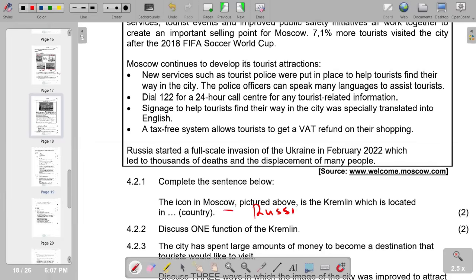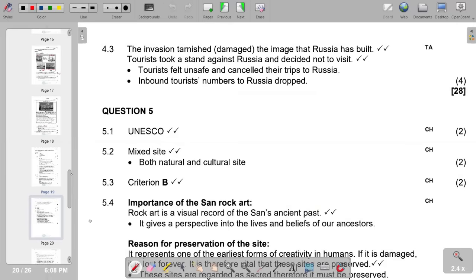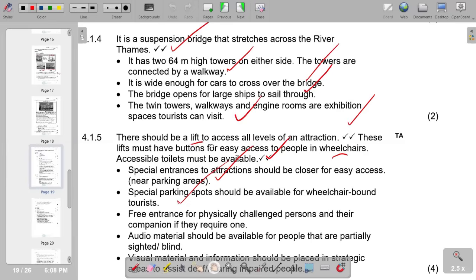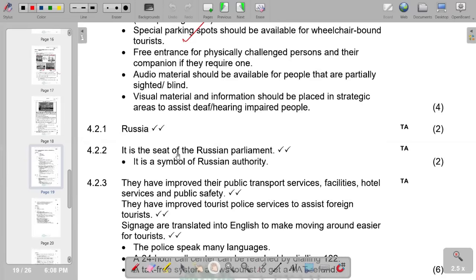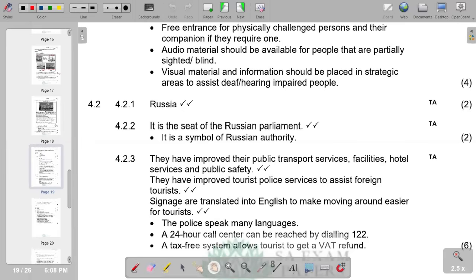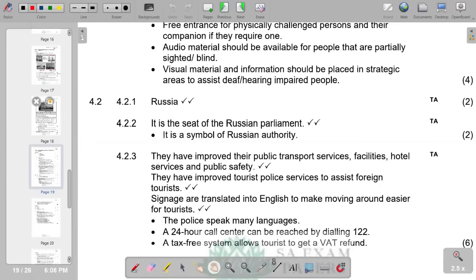So the country is Russia. Then 4.2.2, discuss one function of the Kremlin. So in terms of the function of the Kremlin, you'd see that it is the seat of the Russian parliament. It is a symbol of Russian authority. That is responsible for 4.2.2.